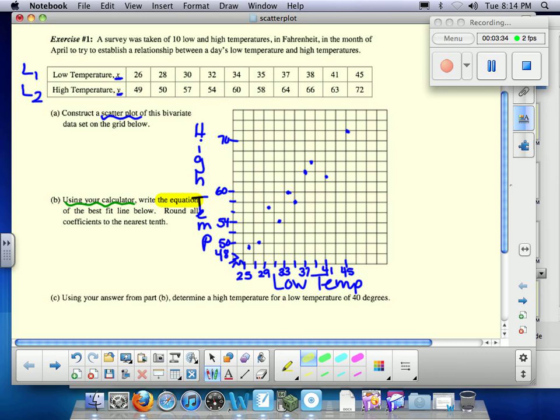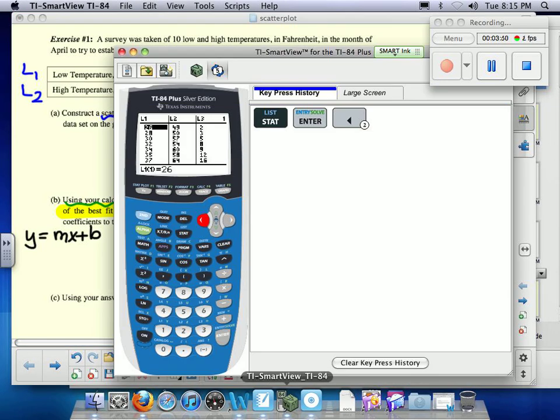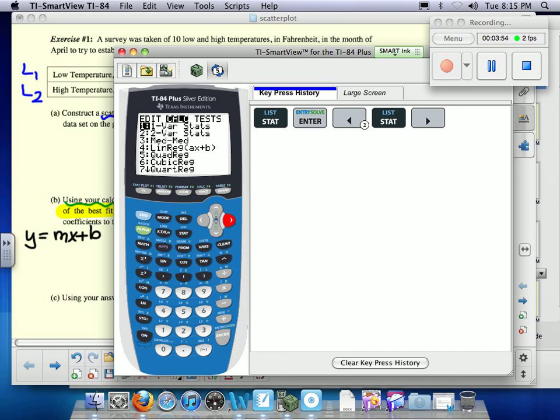So we want an equation of a line. So in your mind, you're thinking y equals mx plus b. But we're going to use our calculator to do that. So we've got our data in. We're going to stat, sliding over to calc. We need a line. So choice 4 gets us our line.